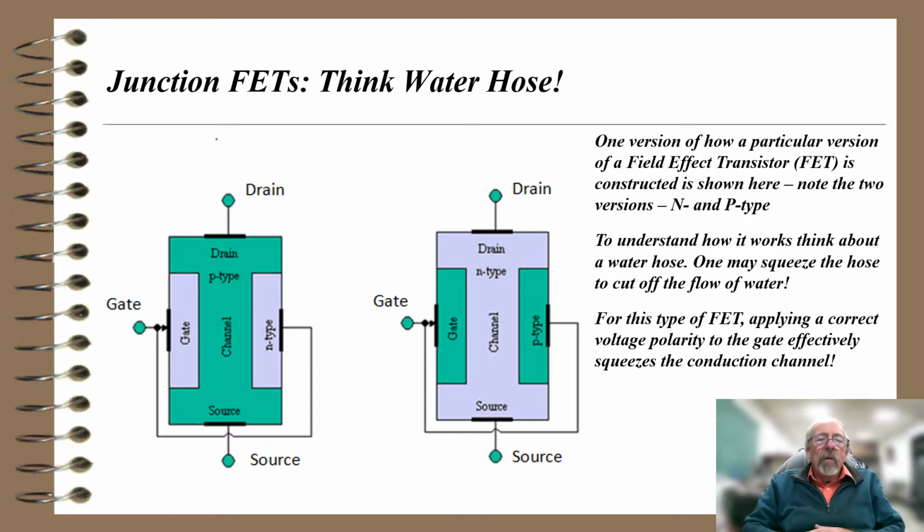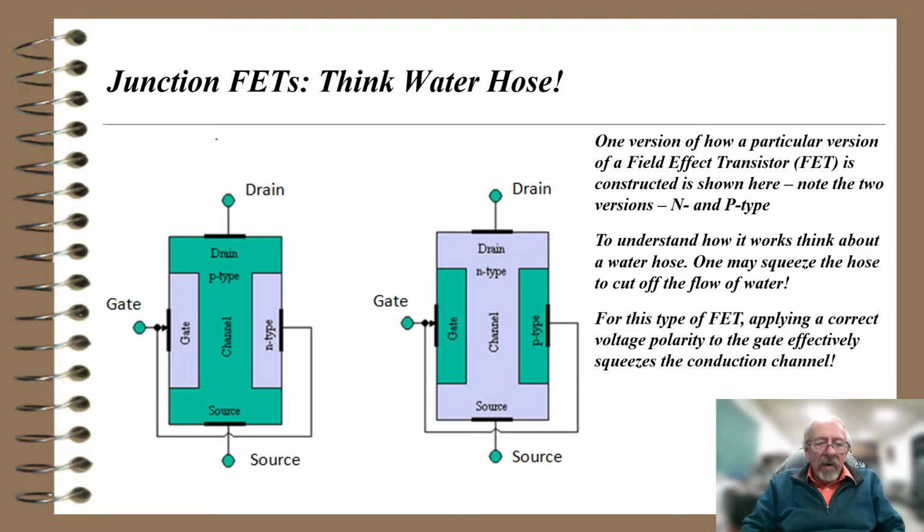So now we're going to move on to what we call junction field effect transistors. And I say think water hose. Probably everyone has taken a water hose at some time in their life, and they've squeezed the water hose and it stopped the flow of water coming out. You could crimp the water hose over. That stops the flow of water. So let's take a look at these 2 devices on the left-hand side here. Notice that there's a green center one and there's a gray center one. The terminals are called drain and source, the top and the bottom. On both of these, there's a gate to the side, and there's a gate on either side.